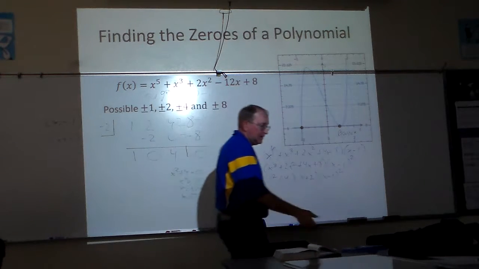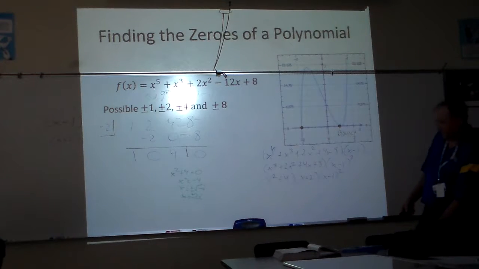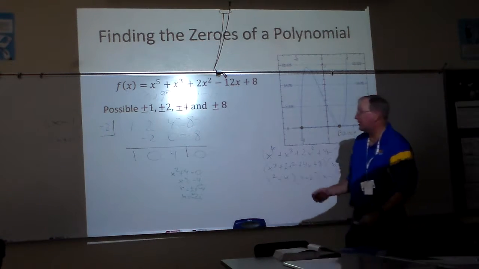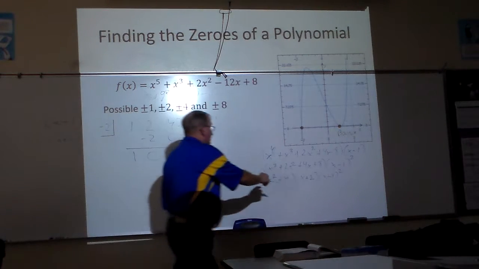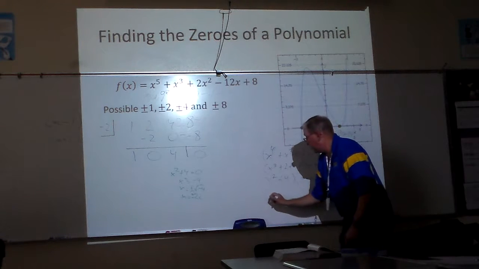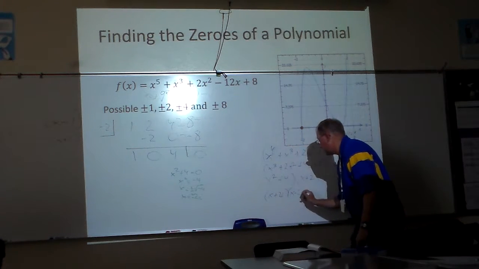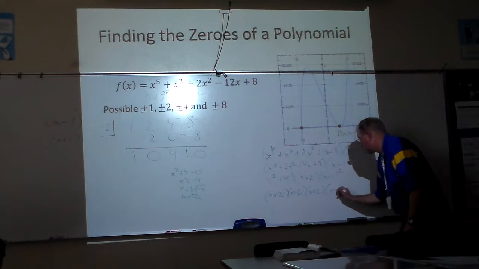Meaning, I didn't put the final answer on there. Meaning that if I wanted to write it out in factored form completely, your answer would be basically this right here, but it would be x plus 2i, x minus 2i, x plus 2, x minus 1 squared.